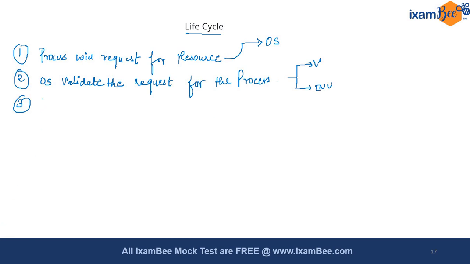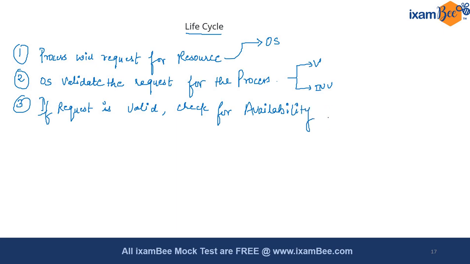Now if the request is valid, what it will do, it will check the availability of the resources. If the operating system finds that the request is valid, it will check for availability of the resources, whether there is any resource or not. The request is valid, but are there any resources to meet your demand or not? That will be taken care of by the operating system.